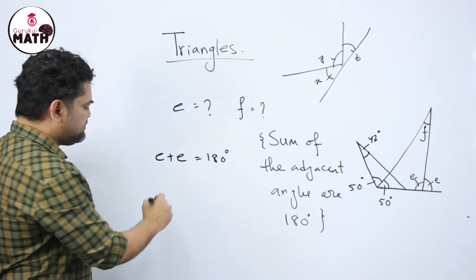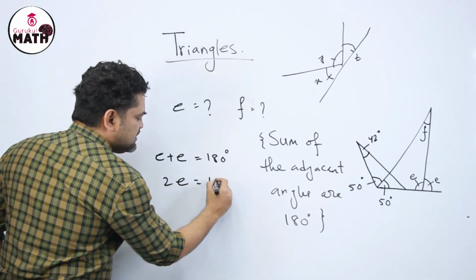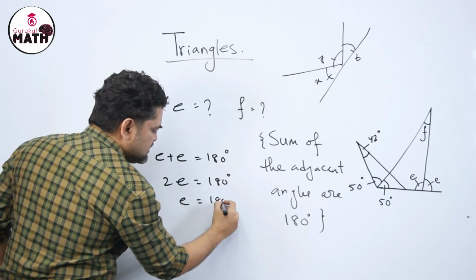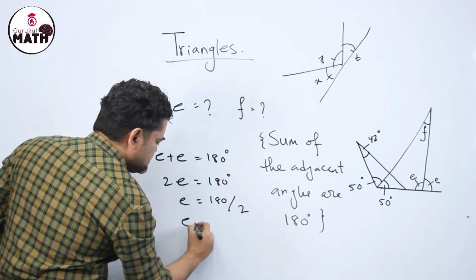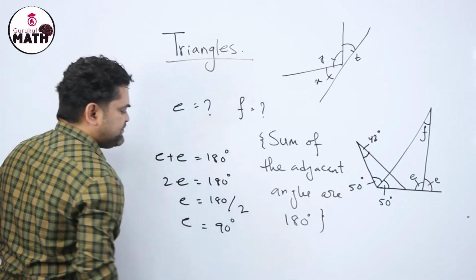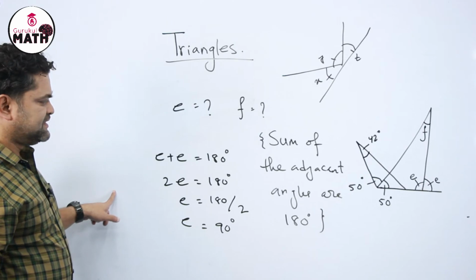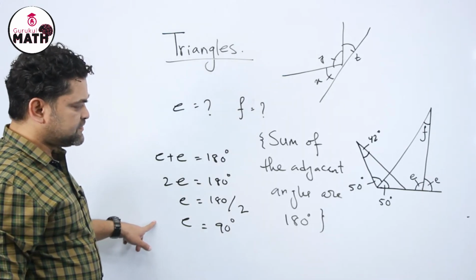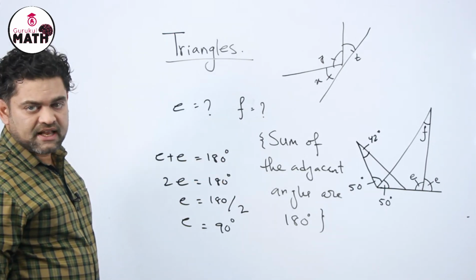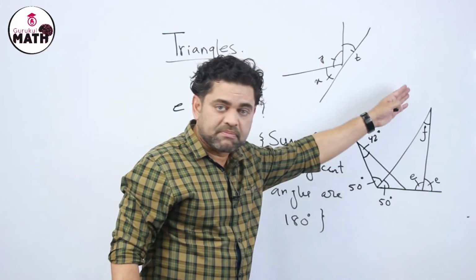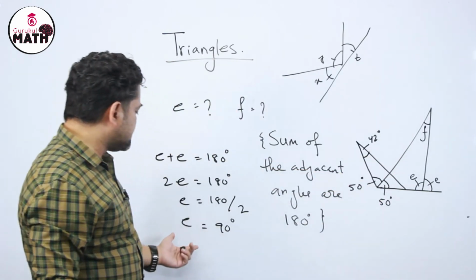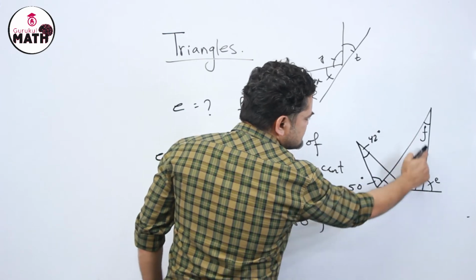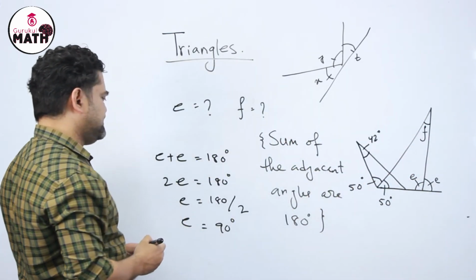So e plus e will be what? 2e equals 180. So e equals 180 by 2, that will be e equals 90 degrees. So, the sum of the adjacent angles on a straight line. It will not look like a perpendicular line, but still it's coming here, e equals 90 degrees. So if I can find e, then I can consider the big triangle to find f.